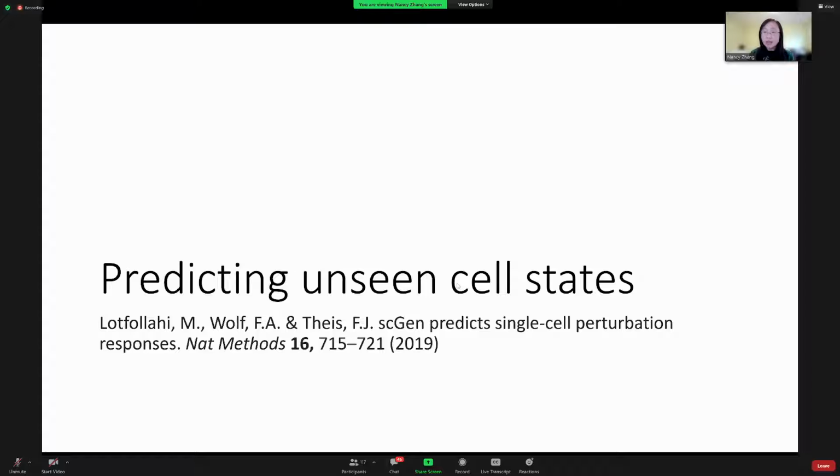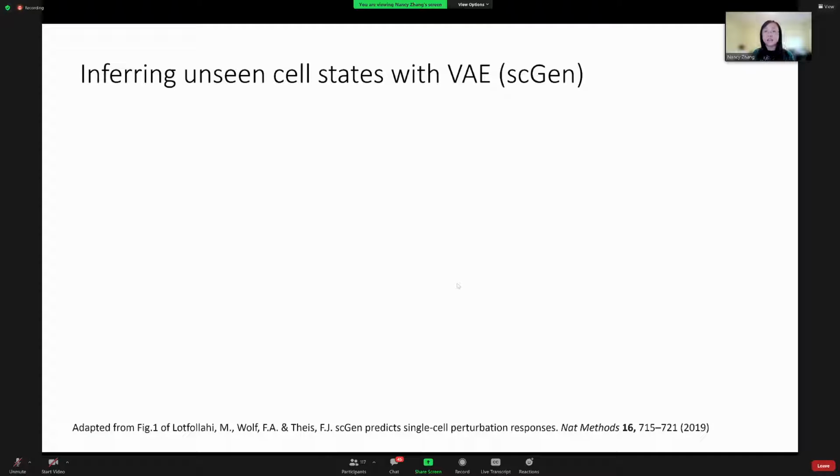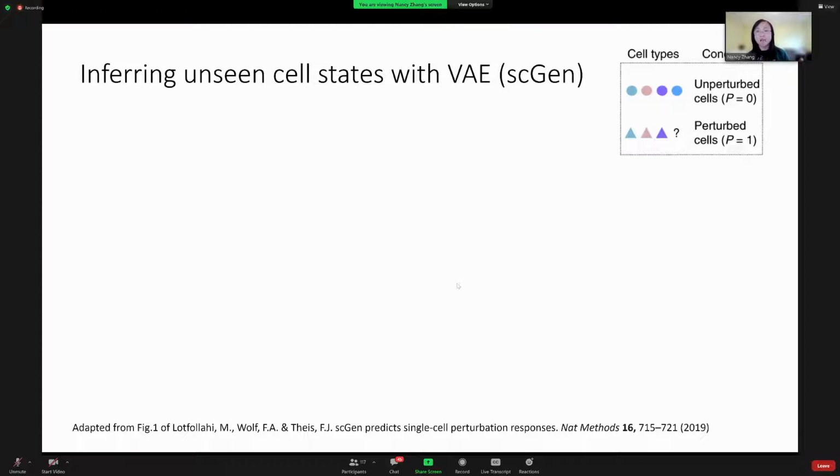Okay, now here is another very exciting application of variational autoencoders: inferring unseen cell states. What we mean by that is, let's say that you have in your lab maybe 4 different cell types, and they are sitting at a resting state. Let's say you did experiments that perturbed them in some way, and you're able to observe that for 3 of the cell types, but you didn't do the experiment for the blue cell type. You want to know what happens to that cell type if you were to stimulate it.